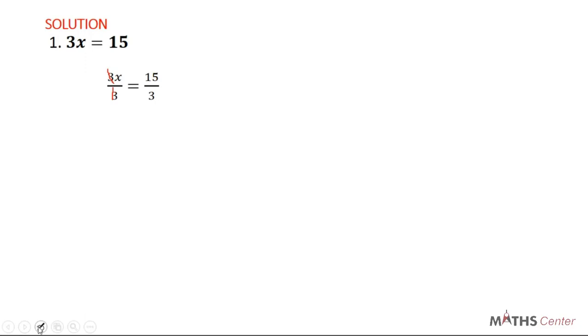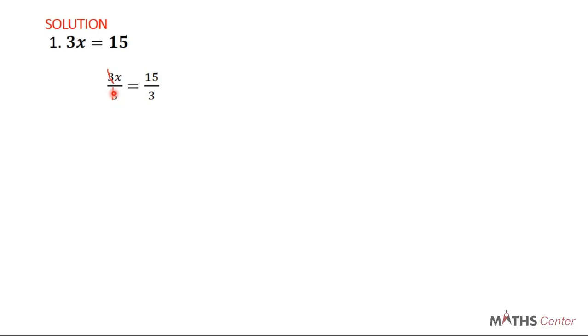Now, because this is an equation, what you do to the left hand side, you do the same thing to the right hand side. So if you are dividing 3x here by 3, you can't leave this side. You have to divide here also by 3. So we are going to have 15 divided by 3.